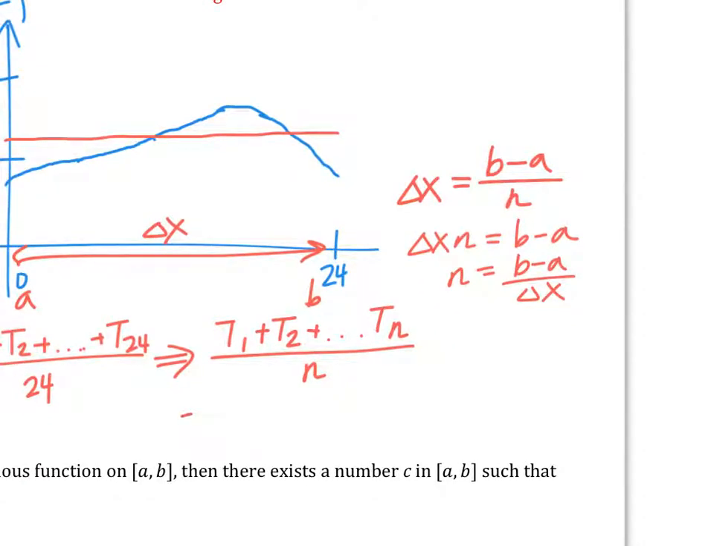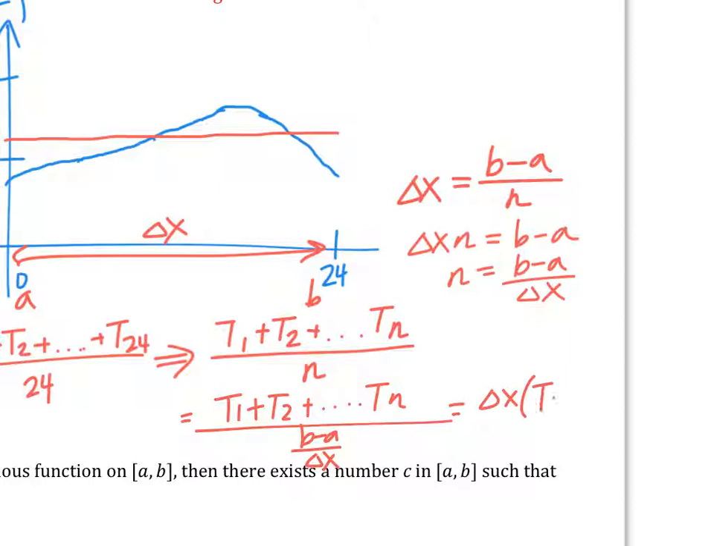So then this is T1 plus T2 plus ... all the way to Tn, divided by b minus a over delta x. Simplifying this fraction, we get delta x times T1 plus T2 plus ... Tn, over b minus a.